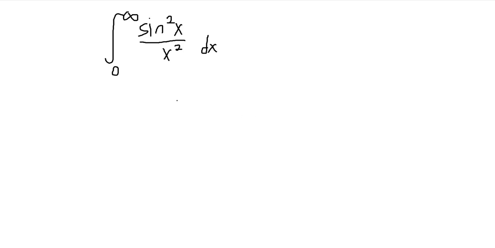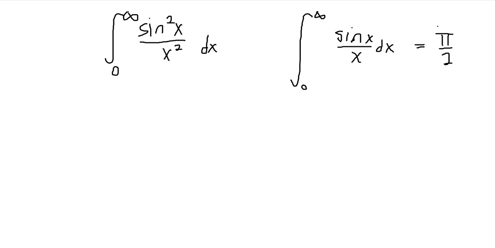Hello everybody. Today I'm going to be evaluating this integral from 0 to infinity of sine squared x over x squared. And this looks a heck of a lot similar to a very famous integral, which has the same bounds, 0 to infinity, of the whole thing not squared. So sine x over x dx. And obviously this isn't what the video is about, but this is equal to pi over 2. And I'm just mentioning this because I'll have to use this result to evaluate this integral.